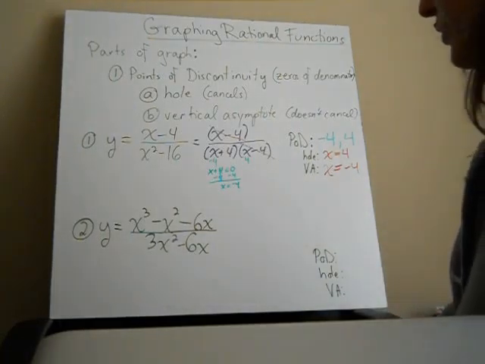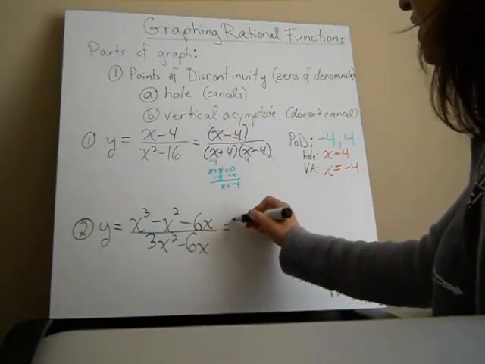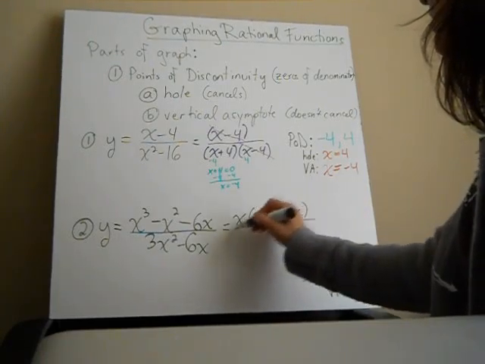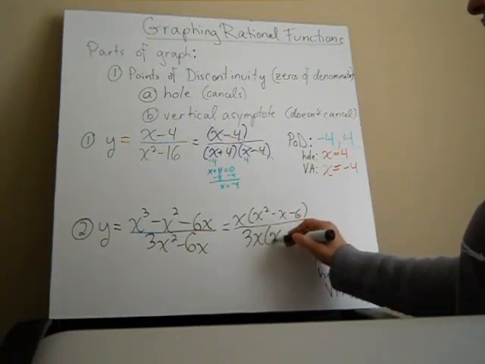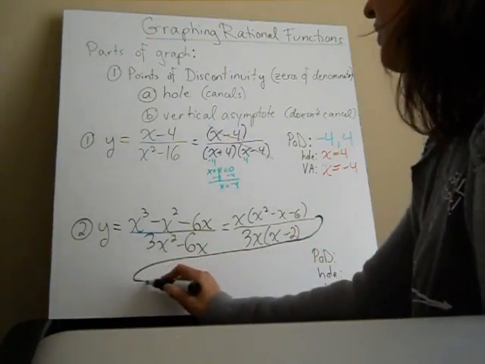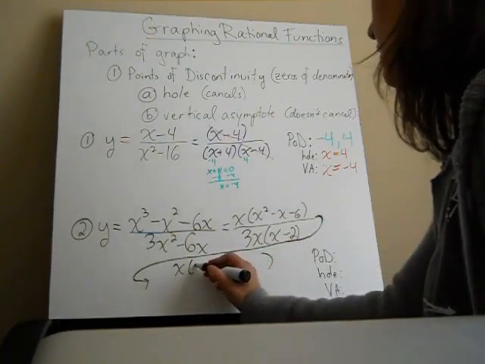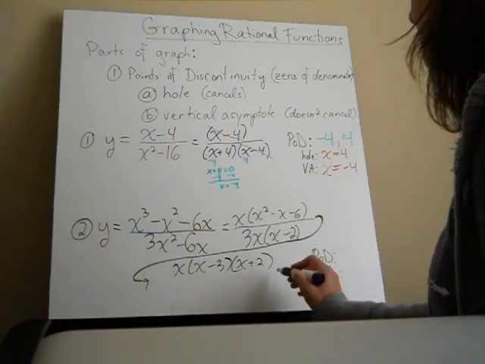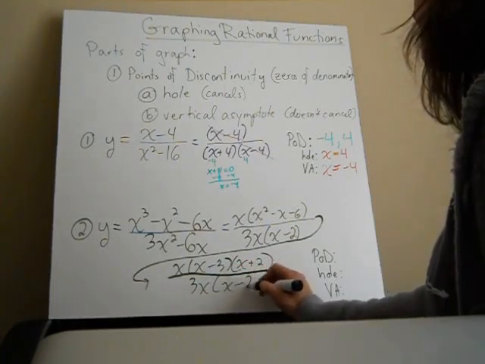Number 2 is a little bit trickier. There's a lot more factoring going on. First you've got to pull out the GCF in both your numerator and your denominator. In the denominator the GCF is 3x, and so you're left with x minus 2. If you factor your numerator, you'd have x minus 3, x plus 2. And in your denominator, you still have 3x, x minus 2.